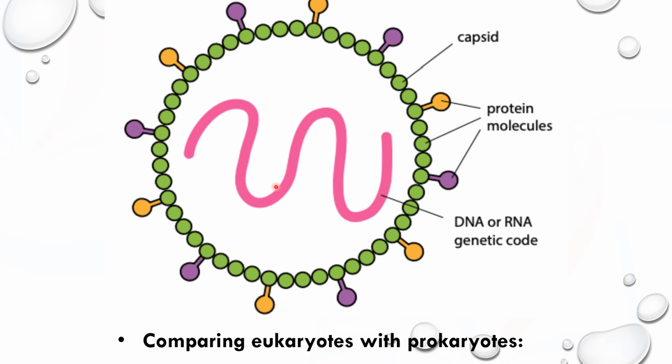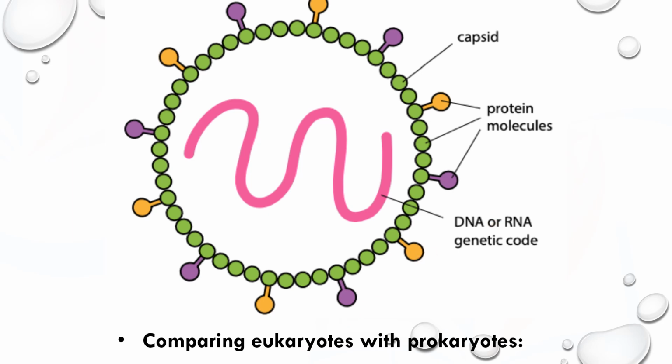Guys, this is a dangerous guy, virus. All viruses lack cell organelles, but they have something. They have a protein coat. This protein coat is called capsid, right? Containing genetic material. This genetic material is either DNA or RNA.